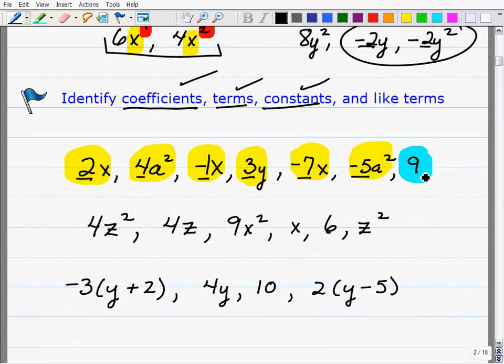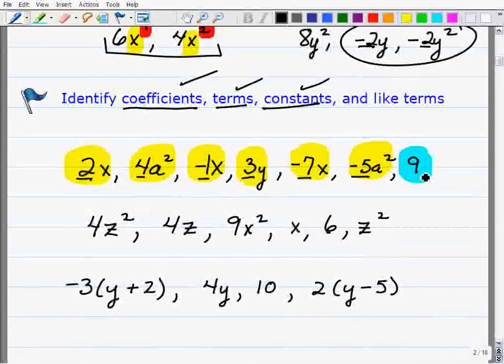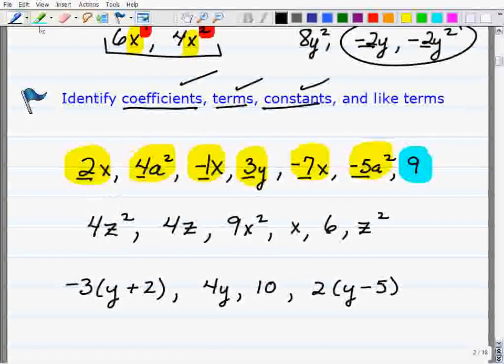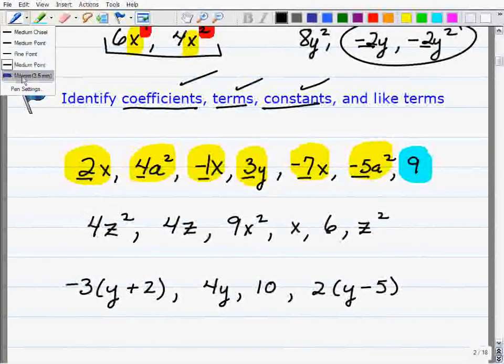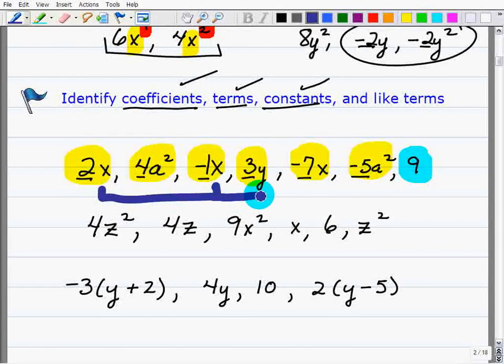Now let's take a look at like terms. So what you have to do here is look for all the terms in this list that have the exact same variable to the exact same power. All right, so let's take our time here. I have an x to the first power. So is there anything here that has an x to the first power? Yes, this one does. Negative 1x. That's negative 1x to the first power. And negative 7x. All right, so those are all like terms. All right, you understand that?